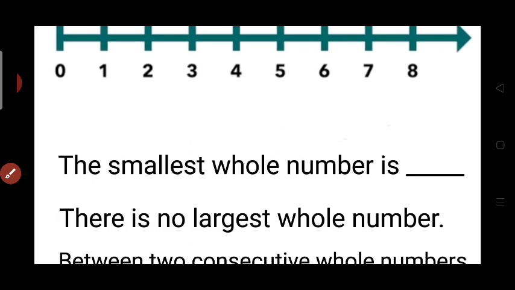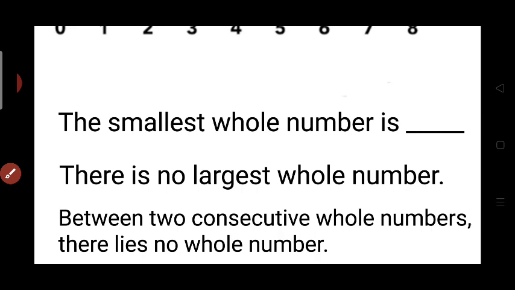So what is the smallest whole number? 0 is the smallest whole number. There is no largest whole number, and between two consecutive whole numbers there is no whole number.